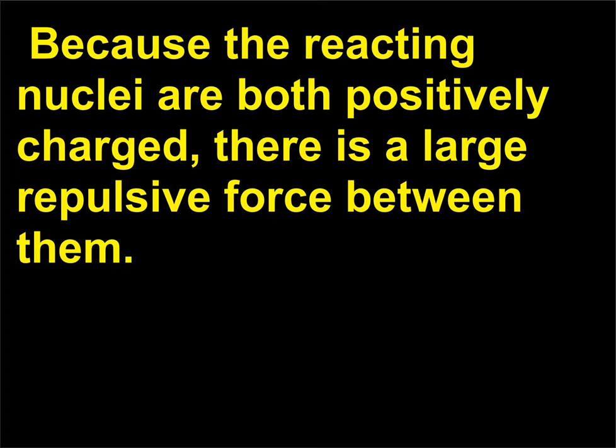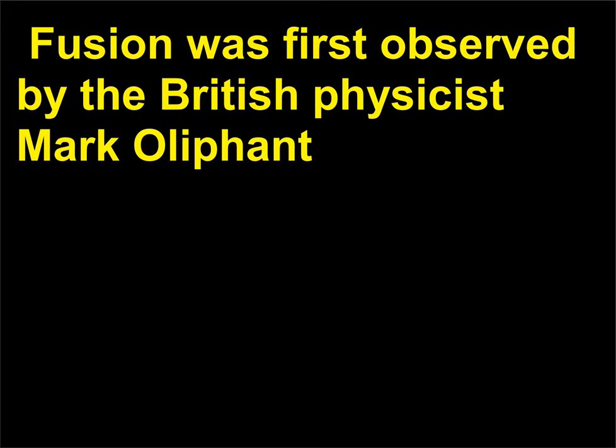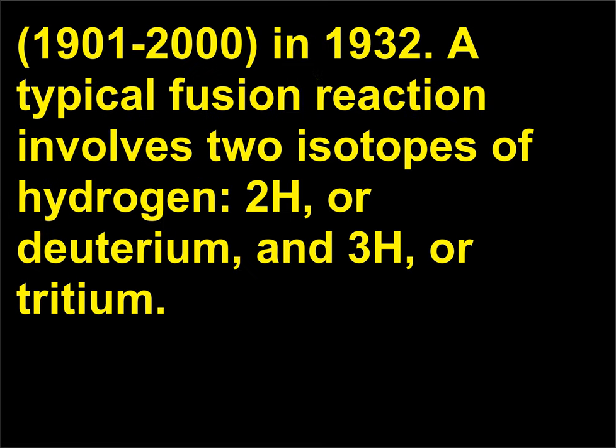Because the reacting nuclei are both positively charged, there is a large repulsive force between them. To overcome this force, the reacting nuclei must have very high energy. Fusion was first observed by the British physicist Marc Oliphant, 1901-2000, in 1932. A typical fusion reaction involves two isotopes of hydrogen, 2H, or deuterium, and 3H, or tritium.